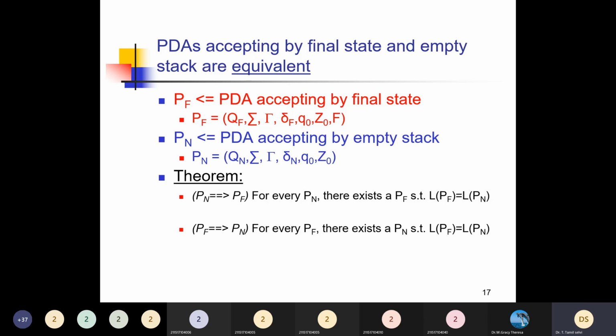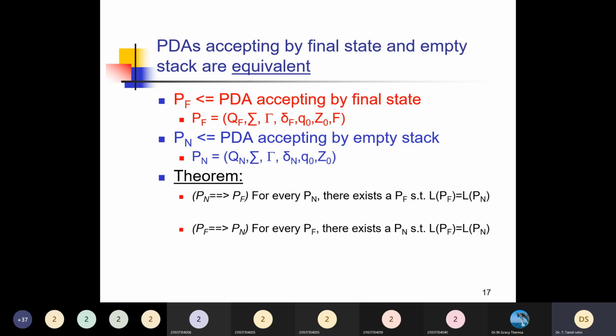So now, PDAs accepting by final state and by empty stack are equivalent. We have one question now: whether a PDA that accepts by final state is equivalent to a PDA that accepts by empty stack. We have to check the equivalence of these two concepts, that is, acceptance by final state and acceptance by empty stack. So see here, what is PF? PF is nothing but the PDA that accepts by reaching the final state.